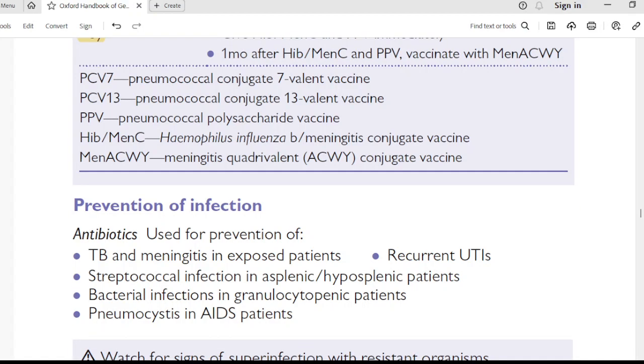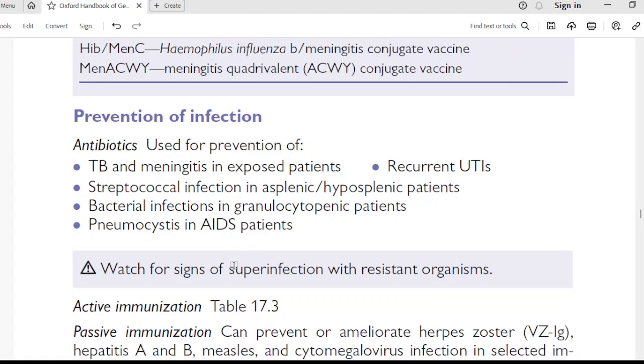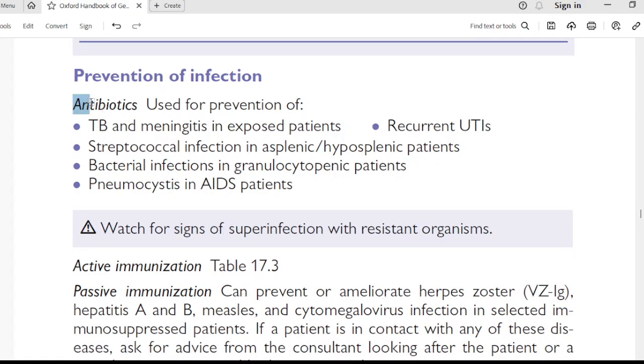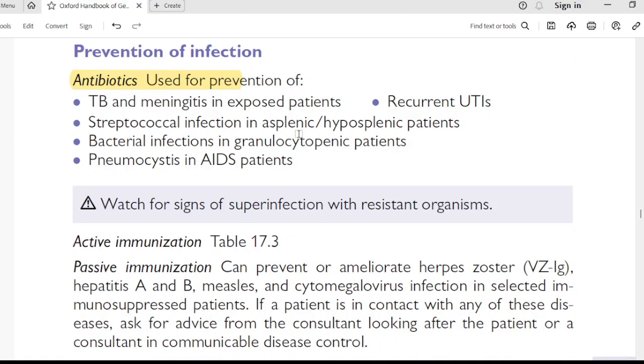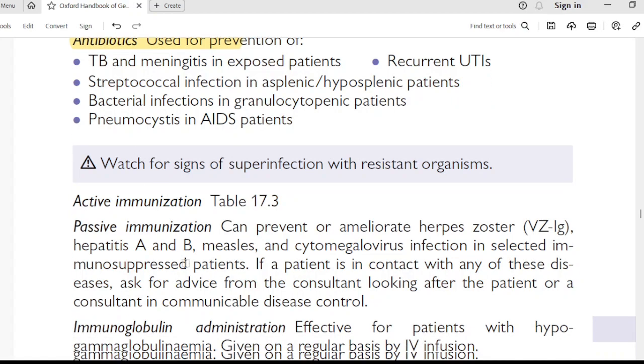Prevention of infection. Antibiotics are used for prevention of tuberculosis and meningitis in exposed patients who are immunocompromised. Recurrent UTIs, you need to give preventive antibiotics. Streptococcal infection in asplenic or hyposplenic patients, you give penicillin for up to 16 years of age or 2 years after splenectomy. Bacterial infections in granulocytopenic patients, you give prophylaxis. Pneumocystis in AIDS patients. Watch for signs of superinfection with resistant organisms.